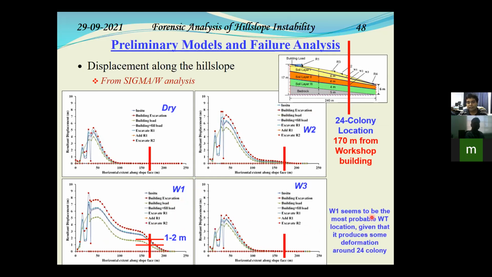But still, even if W1 seems to be the most probable, as mentioned, these are constant or steady state phreatic lines. So they will not show seepage at this hill slope surface. So what are we missing? We are missing the rainfall.